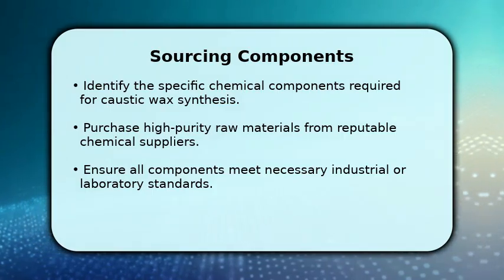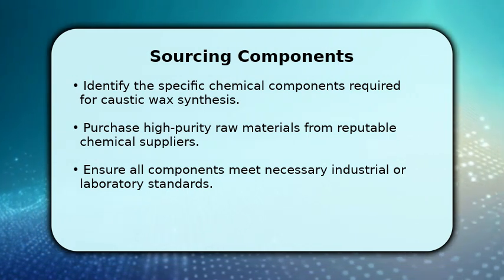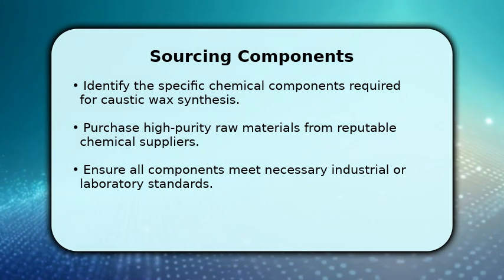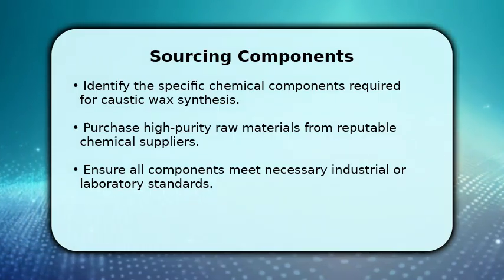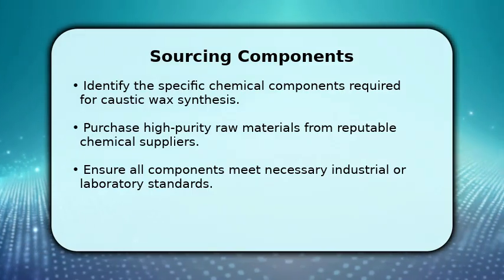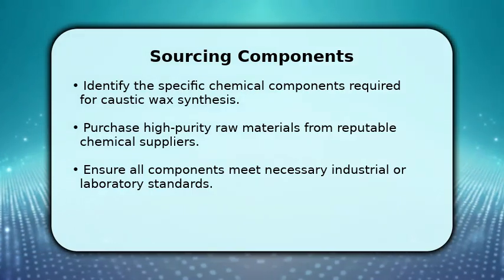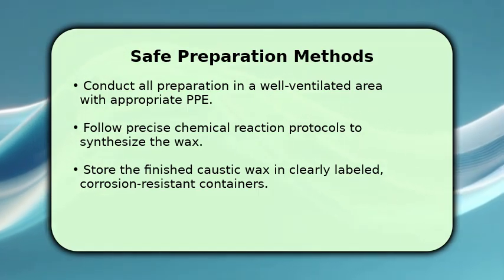This involves identifying the precise chemicals needed, often including a strong alkali and a specific wax base. Always purchase these raw materials from certified chemical suppliers to guarantee purity and quality, which is crucial for the final product's integrity and safety. Preparing caustic wax requires strict adherence to safety protocols.